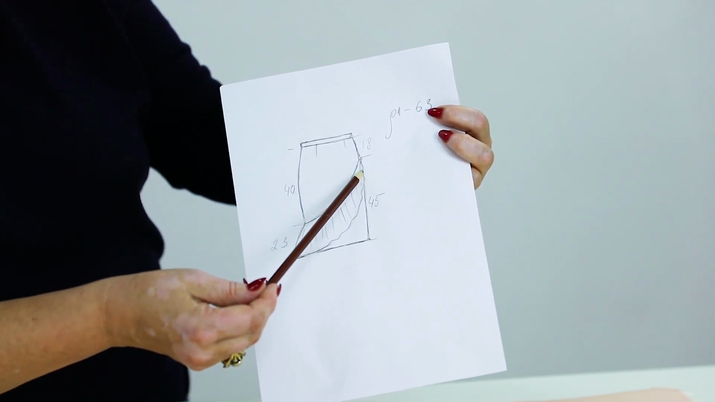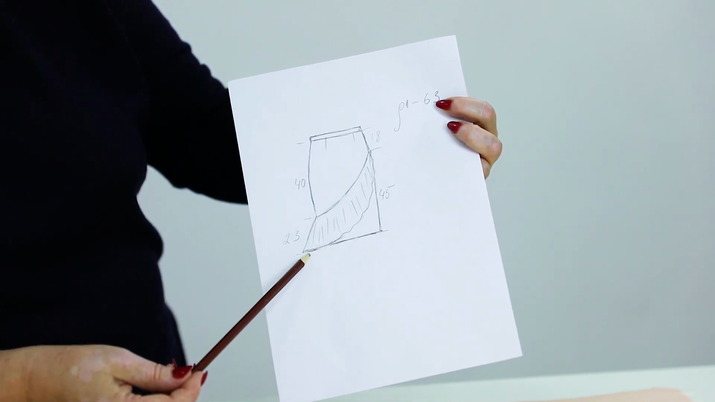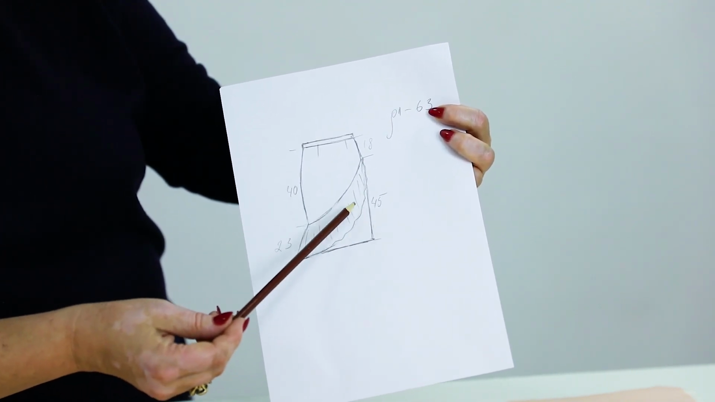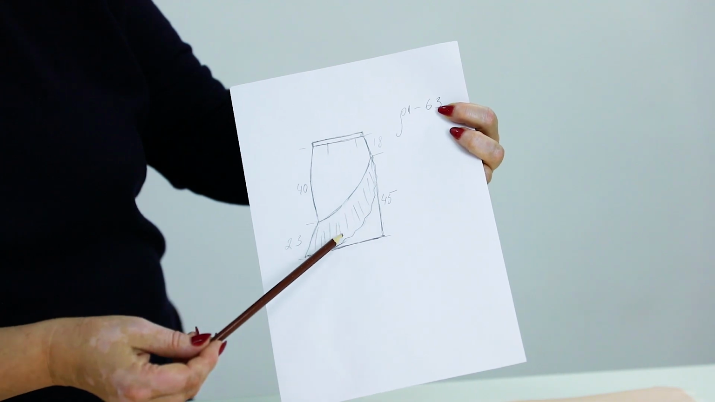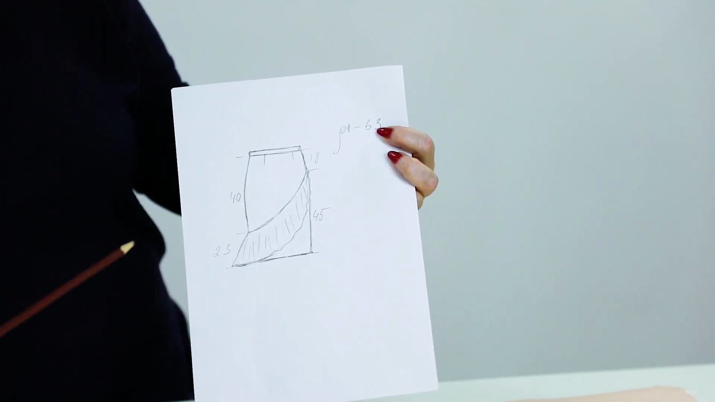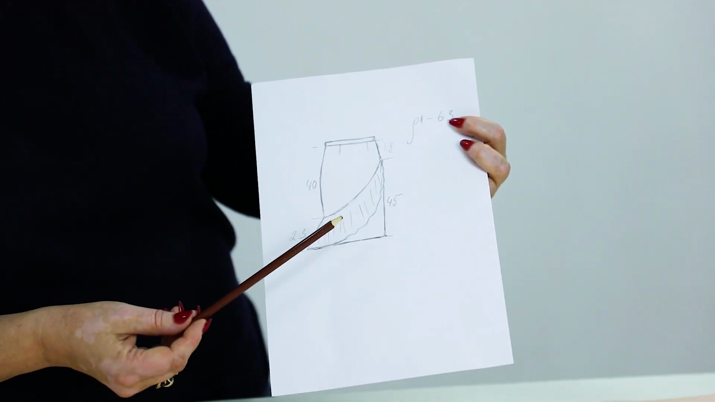The ruffle starts here. It's narrow at the beginning and it widens to the bottom. The ruffle is very flared, so it has a lot of folds and stands out here. The back of the skirt is absolutely the same.